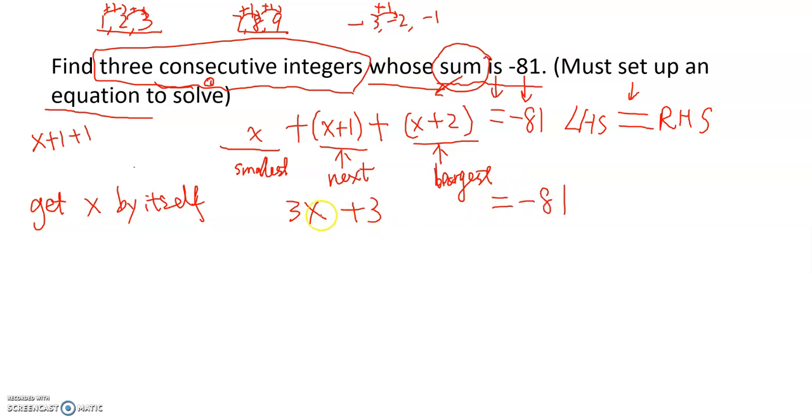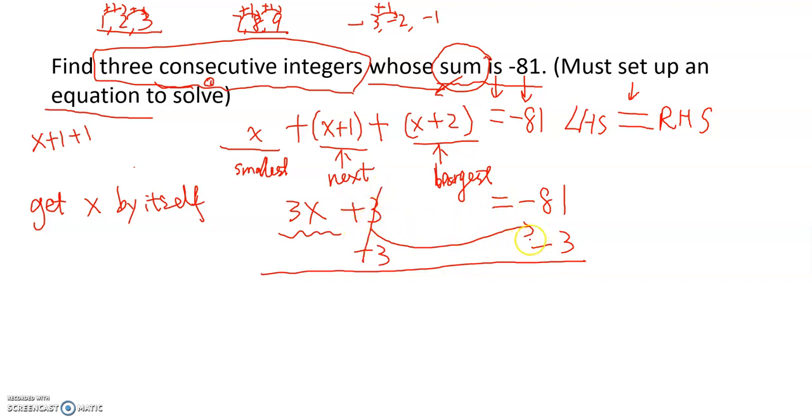Now, since we already have a single variable term on the left, we're going to move the constant term, the number, to the other side. You can either subtract 3 from both sides, or if you remember the rule, when you move something to the other side, change the plus to the minus or the minus to the plus. And now we have 3x on the left, and negative 81 minus 3 is negative 84. So it's like adding two negative numbers.